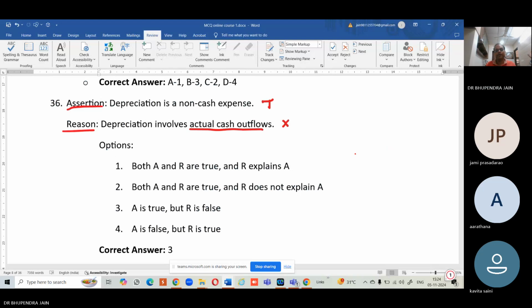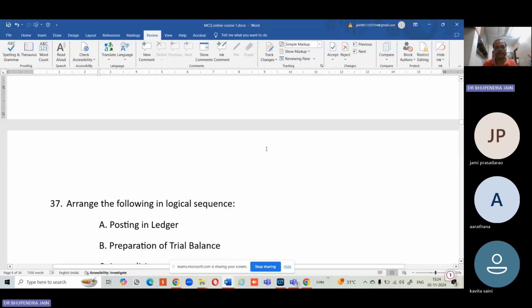No. So option क्या लिखा बेटा? A and R both are true? No. A and R both are true, but R does not explain A, wrong. And A is true and R is false. So this is the correct answer. And A is false, R is true. So this is the wrong answer. So what is the correct answer? Correct answer is C. Next.